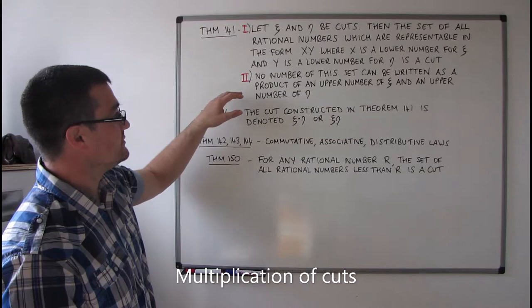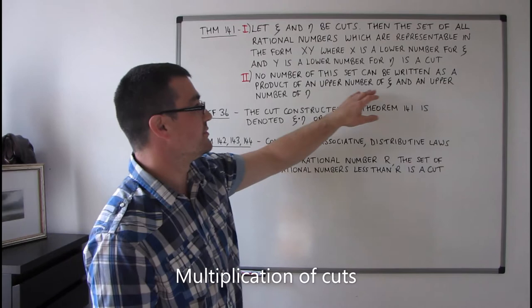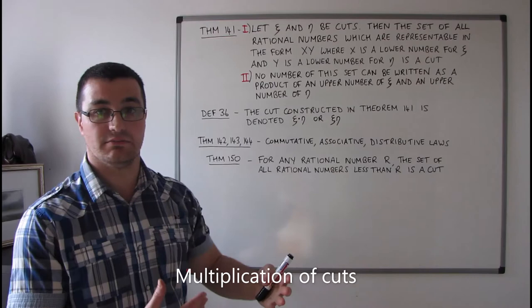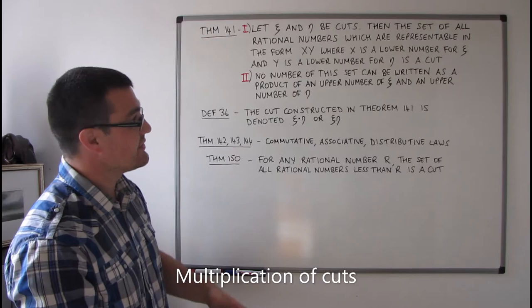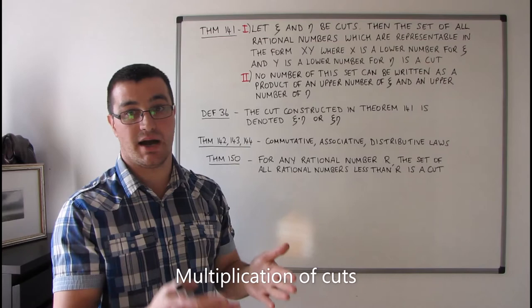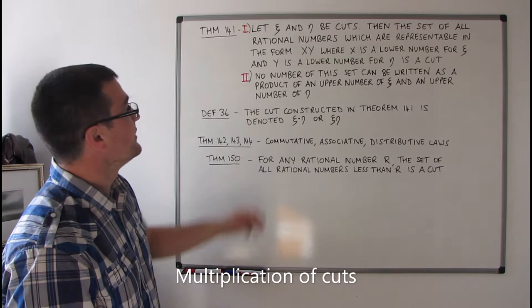And similarly with addition, no number of this set can be written as a product of an upper number of psi and an upper number of eta. But again, it says nothing about if you've got an upper number for one and a lower number for the other. So if you've got an upper number for psi and a lower number for eta, that might indeed be in the set. We can guarantee that something is going to be in our set if they're both lower numbers, but it may or may not be in the set if we've got a lower number and an upper number for the individual cuts.